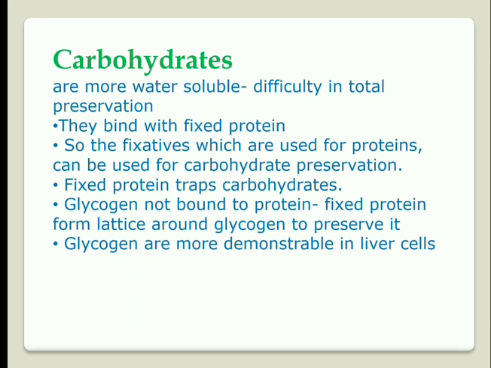Now, fixative acting upon carbohydrates. As we know, carbohydrates are water soluble, so they are difficult to preserve in total. They bind with fixed protein, so the fixatives which are used for protein can be used for carbohydrate preservation. Fixed protein traps carbohydrates. Glycogen not bound to the protein, that is, fixed protein forms a lattice around the glycogen to preserve it. Glycogen is more demonstrable in liver cells.